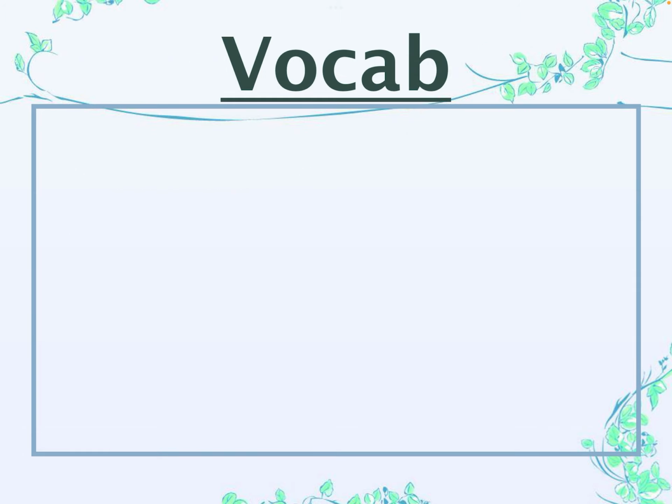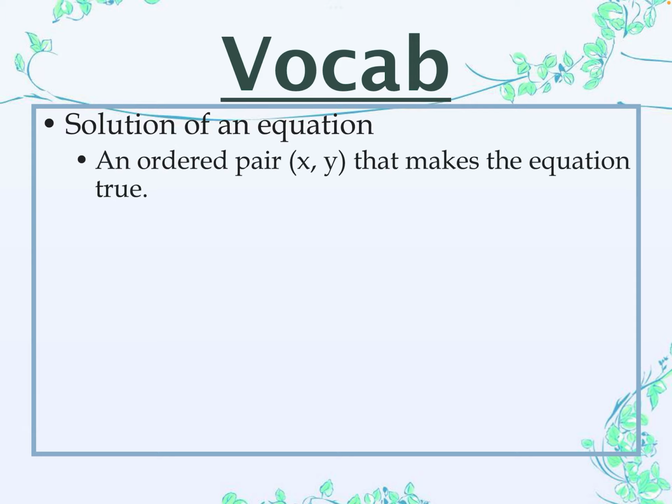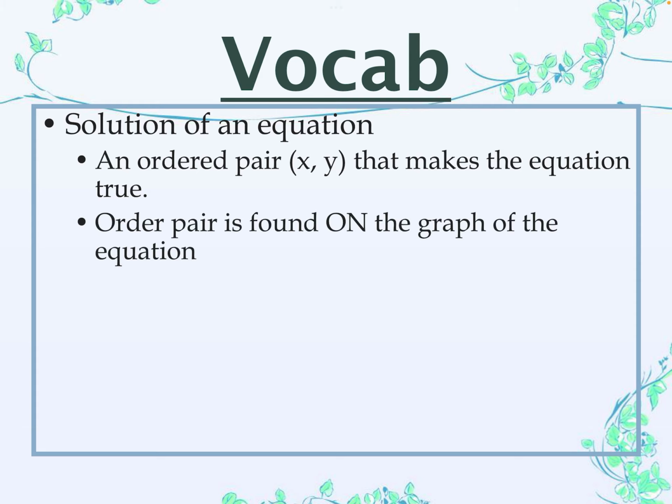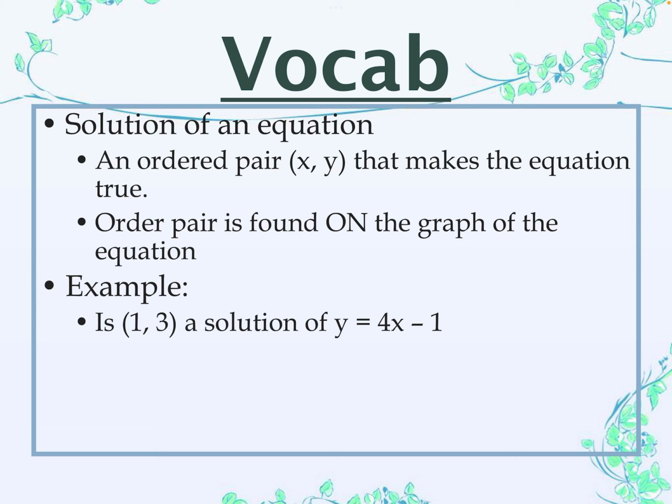So some vocab to get us started. A solution of an equation. A solution is an ordered pair, x and y, that makes the equation true. So an ordered pair is found on the graph of the equation if we were to graph it. For example, is (1, 3) a solution of the equation y equals 4x minus 1?